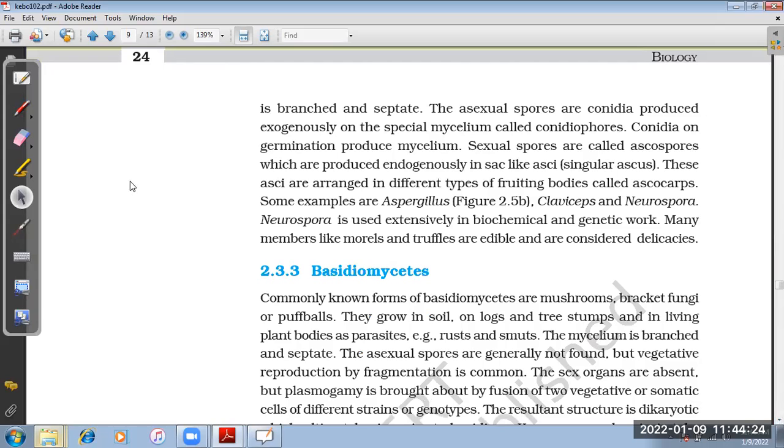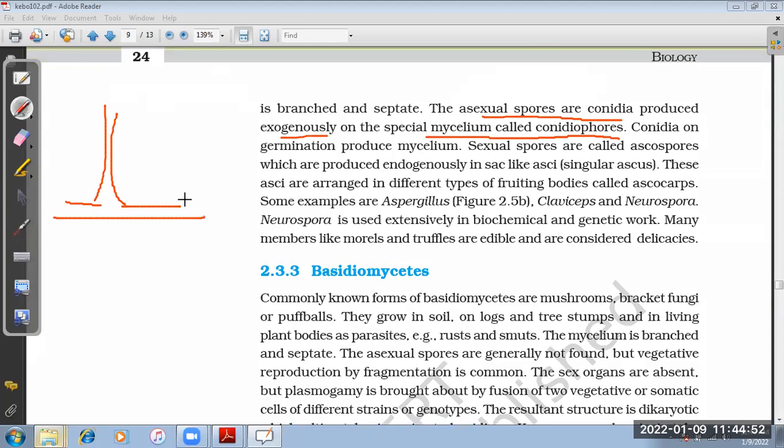So example you've seen here. Same thing, based on that, you'll have to read asexual spores in case of Ascomycetes. Asexual spores are called conidia. They are produced exogenously. What is exogenously? Outside. Correct? On special mycelium called conidiophores. What are conidiophores? This is a conidiophore, correct? This is conidiophore. If spores are produced from here, outside, what do I call it? Exogenous.